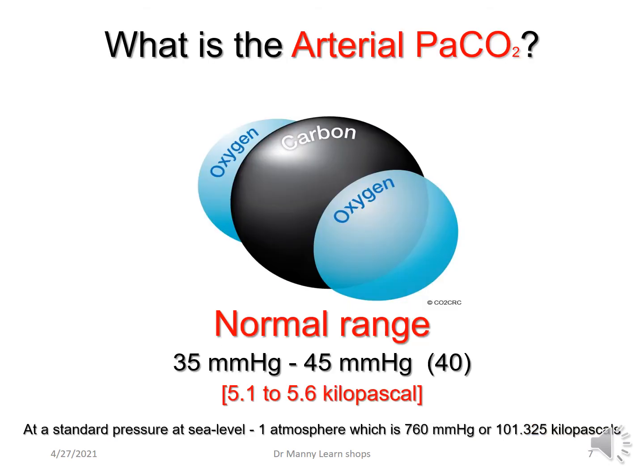So what's arterial PaCO₂? Well, it's the amount, as we said, of carbon dioxide in arterial blood, and the normal range is typically 35 millimeters of mercury to 45 millimeters of mercury with a mean of 40. And if we're looking at kilopascals, we're looking at 5.1 to 5.6 kilopascals. But remember again, this is at a standard pressure at sea level, which means 1 atmosphere equals 760 millimeters of mercury, or 101.3 kilopascals.